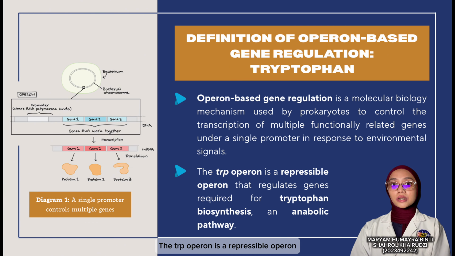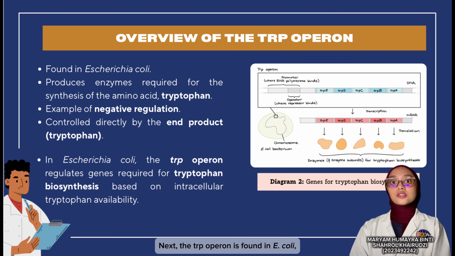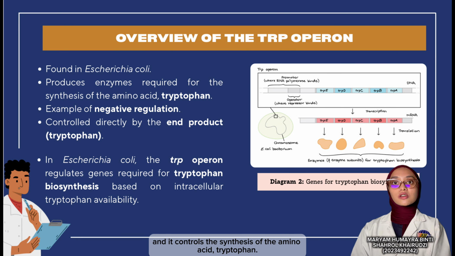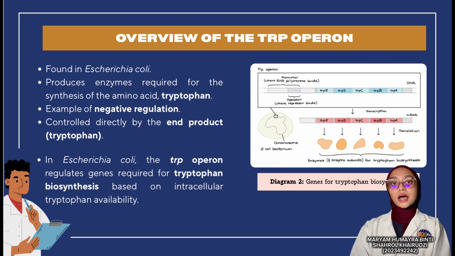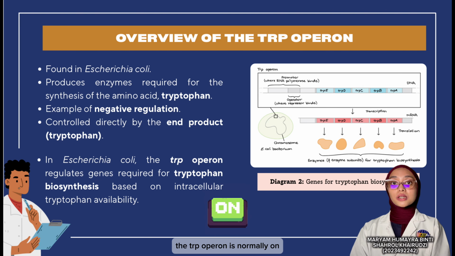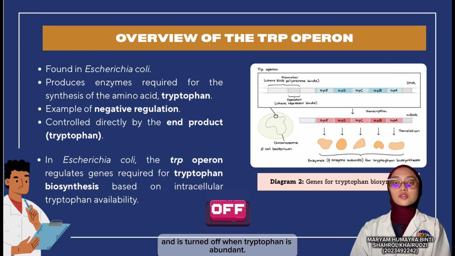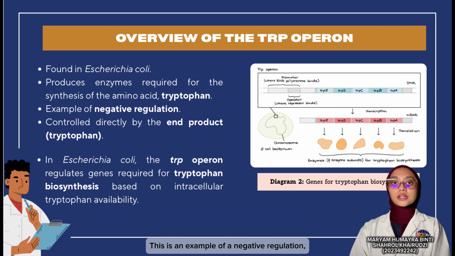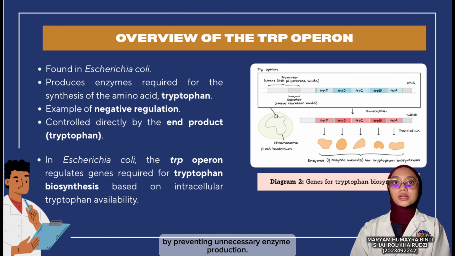The TRP operon is a repressible operon that regulates genes involved in tryptophan biosynthesis, which is an anabolic pathway. Next, the TRP operon is found in E. coli and it controls the synthesis of the amino acid tryptophan. Unlike the lac operon, which is inducible, the TRP operon is normally on and is turned off when tryptophan is abundant.